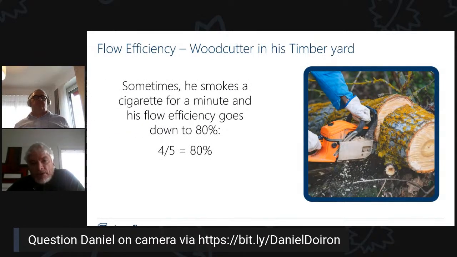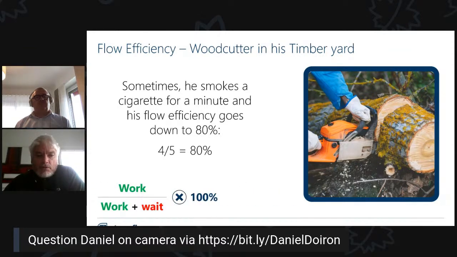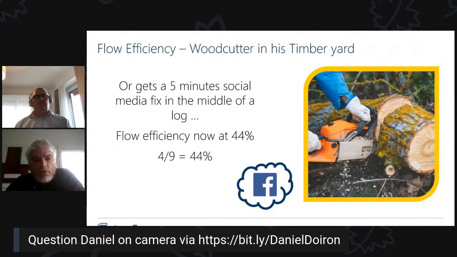However, sometimes he likes to smoke a cigarette. And instead of the 4 minutes that it takes, it now usually takes 5, because it takes a minute to smoke the cigarette. So his flow efficiency, I'm sorry, is 80%. Then he goes on TameFlow, on Facebook, and he takes a 5-minute social break on Facebook, and his flow efficiency now stands at 4 divided by 9, at 44%.